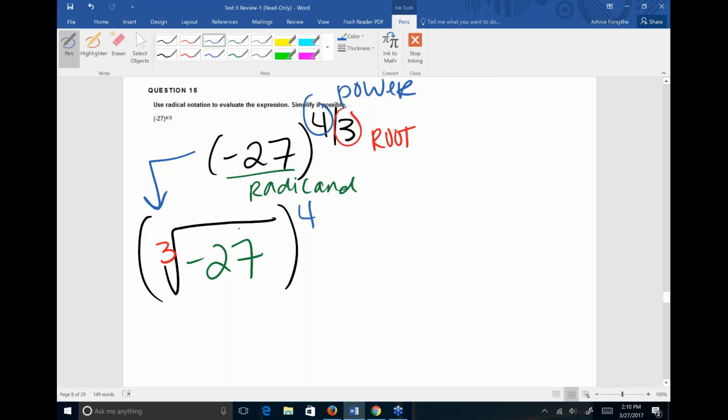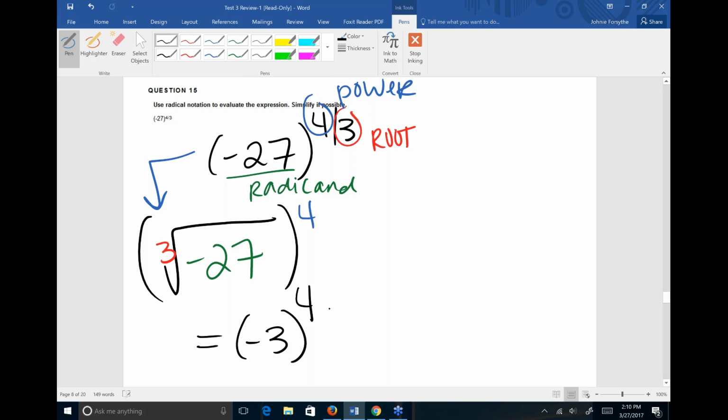The 3rd root is an odd root, so you can have the odd root of a negative number. So that's going to be negative 3. And you can put this in your graphing calculator as well. Or you can think, okay, 3 to the 3rd power is 27. So negative 3 to the 3rd power is negative 27.